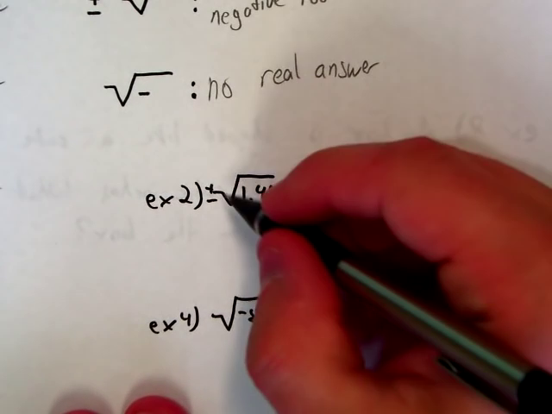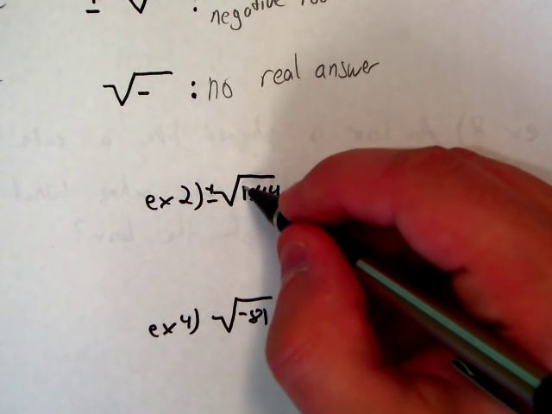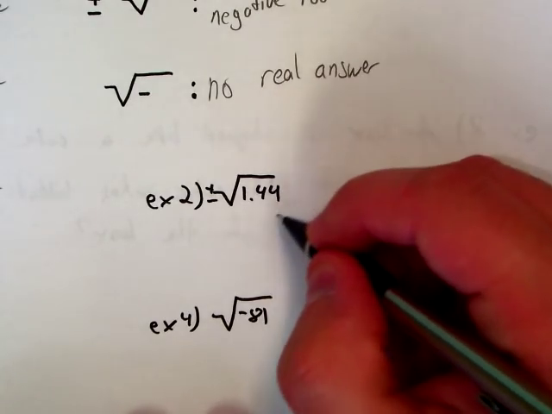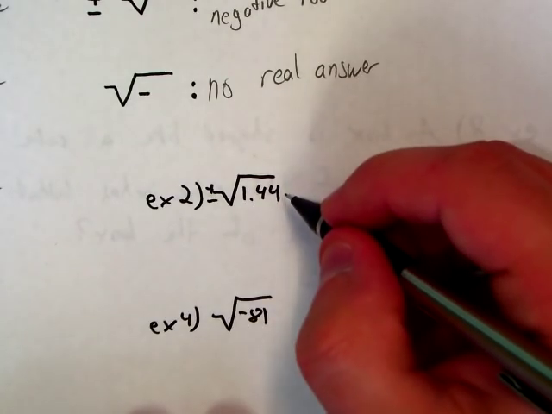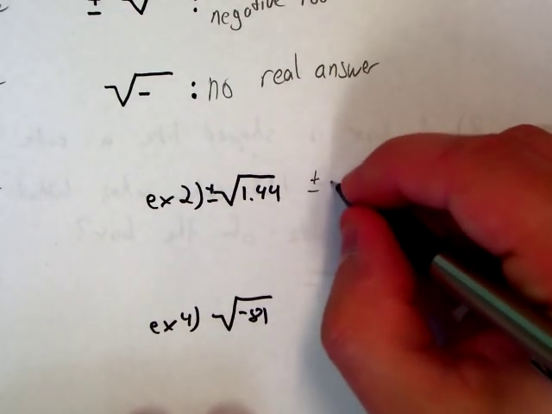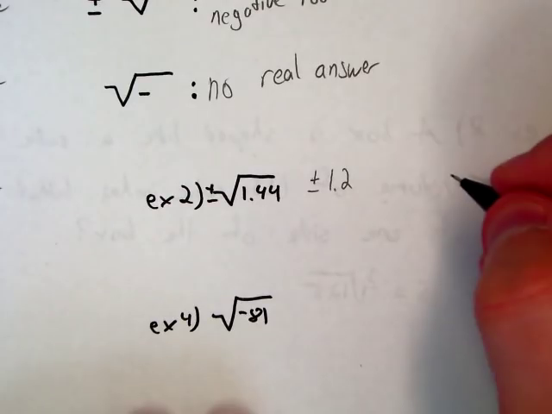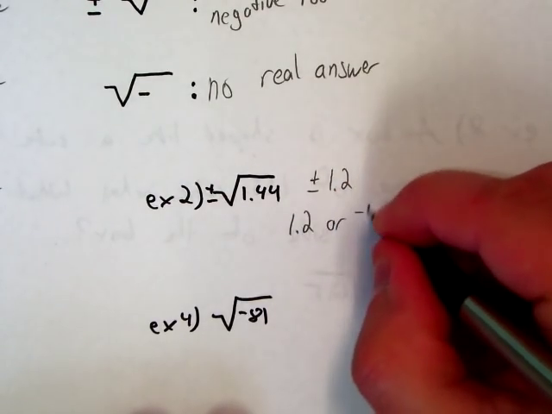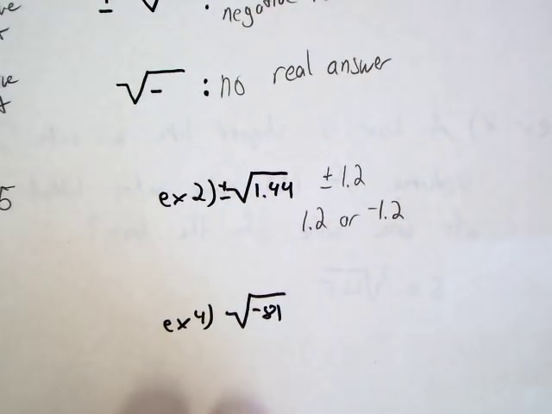Example 2, we're now looking for the positive and negative square root of 1.44. This one is not going to be on your sheet, but 144 is. This is positive or negative 1.2. You can also write it as 1.2 or negative 1.2.